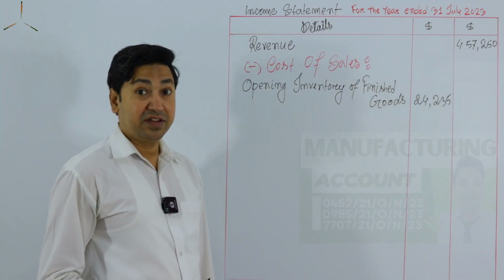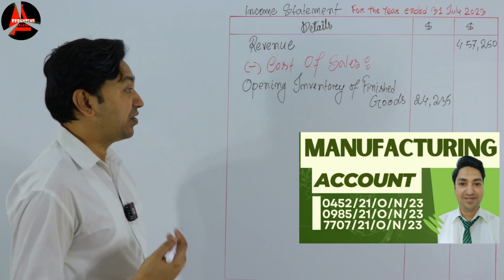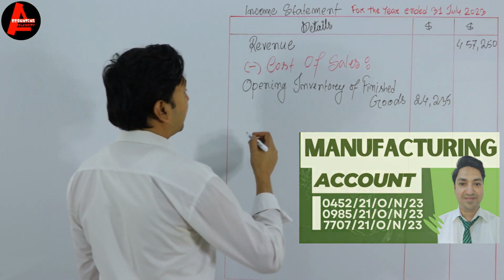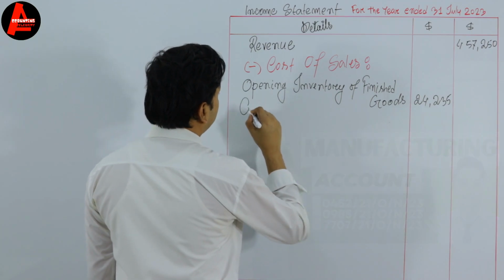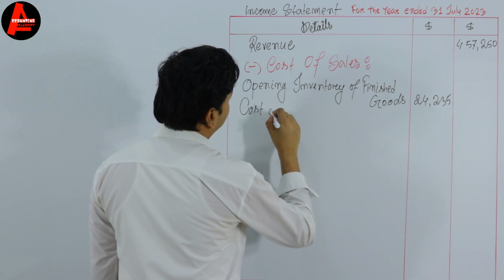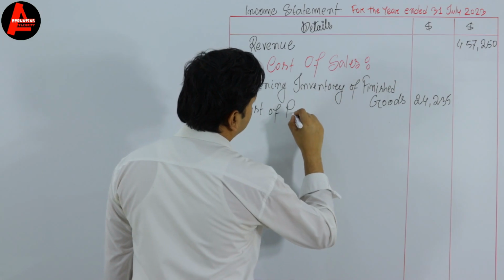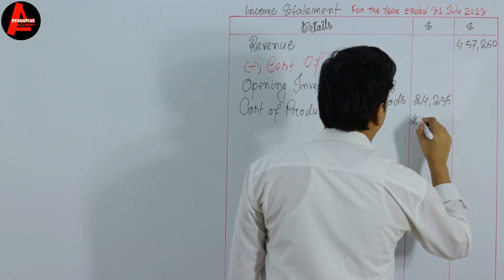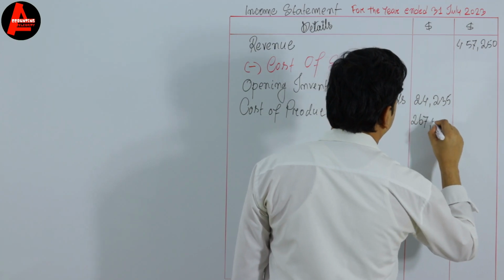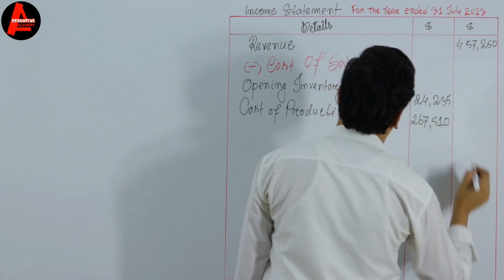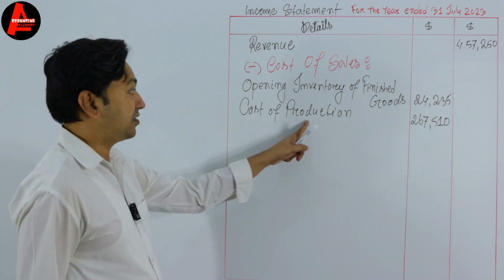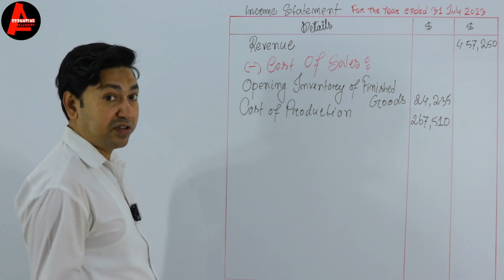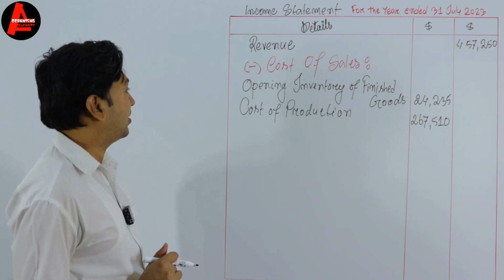Now we will write cost of production. We calculated it in our previous tutorial. Please watch that one, then come back here. So let us write here cost of production. We calculated $267,510. We have taken this amount from the last tutorial. This is not given in the question. Point to be noted.